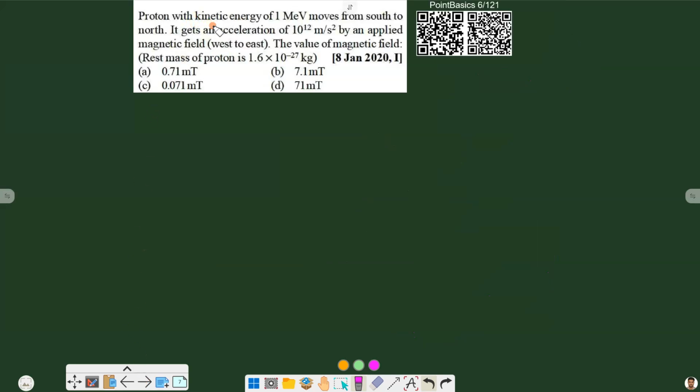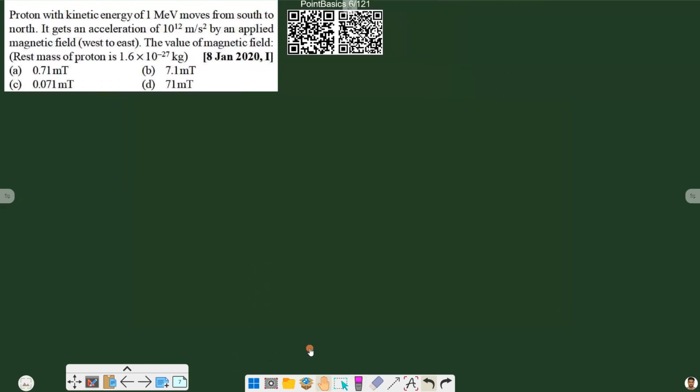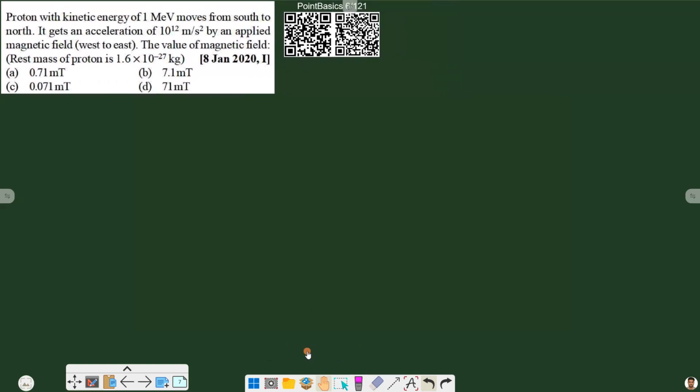A proton with kinetic energy of 1 mega electron volt moves from the south to the north. It gets an acceleration of 10 raised to power 12 meter per second square by an applied magnetic field from west to east. The value of the magnetic field, rest mass of proton. So we have the kinetic energy, which means using this kinetic energy we can find out the velocity of the proton. Using that velocity, we can calculate the force, and as we have been given the acceleration, we can compare those two values.